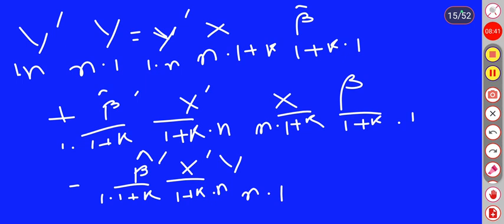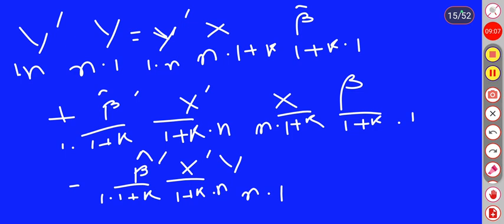So y prime y is equal to y prime x beta plus beta hat prime x beta minus beta hat prime x prime y. In the subscript, consider this is a matrix, that is why consider the order, row into column.